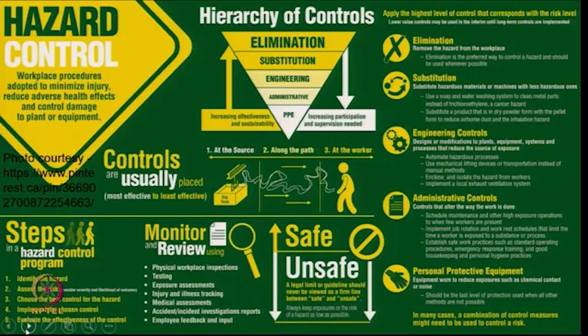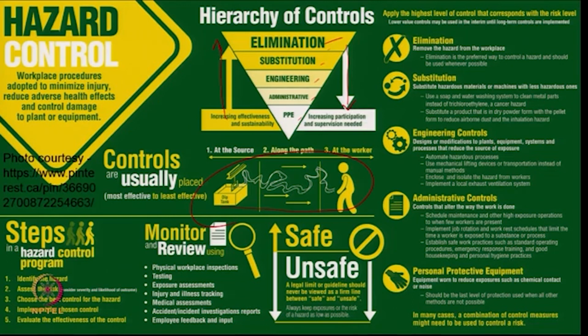Now, let us quickly wrap up. This is a recap on hazard control: workplace procedures adapted to minimize injury, reduce adverse health effects and control damage to plant and equipment. This is the hierarchy of control: elimination, substitution, engineering controls, administrative controls and PPE. This is primarily in the way of increasing effectiveness. Elimination is the most effective method. If you go in the reverse order, participation and supervision needed increase. Controls are usually placed from most effective to least effective, at the source, along the path and at the worker.